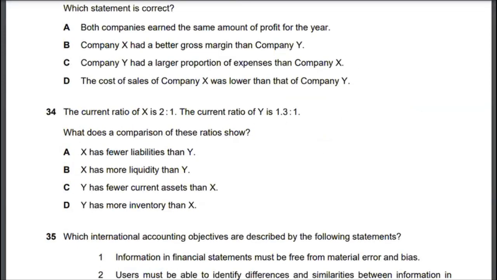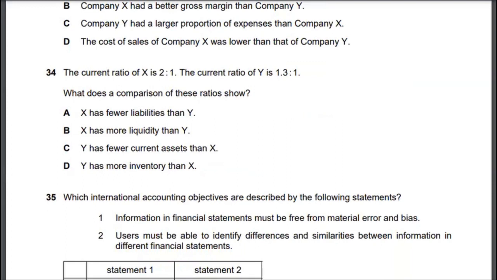Let's look at multiple choice 34. It says the current ratio of X is 2:1 and the current ratio of Y is 1.3:1. What does a comparison of these ratios show? We don't have the dollars around, so we can't really say anything about liabilities, current assets, and inventory. So options A, C, and D are already incorrect. The correct answer to multiple choice 34 would be option B, which is X has more liquidity than Y.